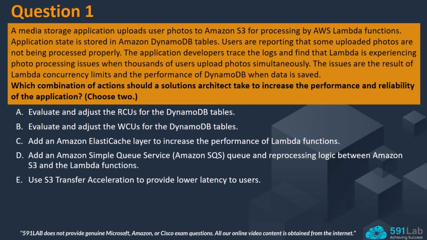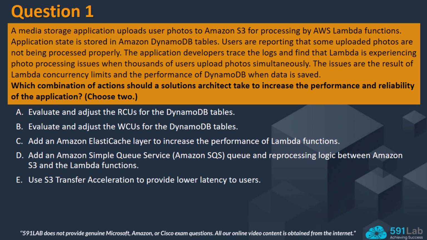Question number 1. A media storage application uploads user photos to Amazon S3 for processing by AWS Lambda functions. Application state is stored in Amazon DynamoDB tables. Users are reporting that some uploaded photos are not being processed properly. The application developers trace the logs and find that Lambda is experiencing photo processing issues when thousands of users upload photos simultaneously. The issues are the result of Lambda concurrency limit and the performance of DynamoDB when data is saved.